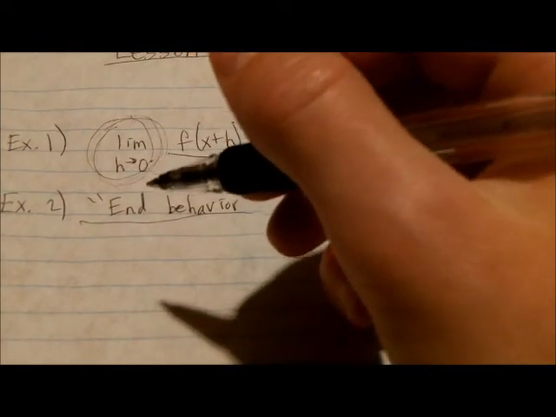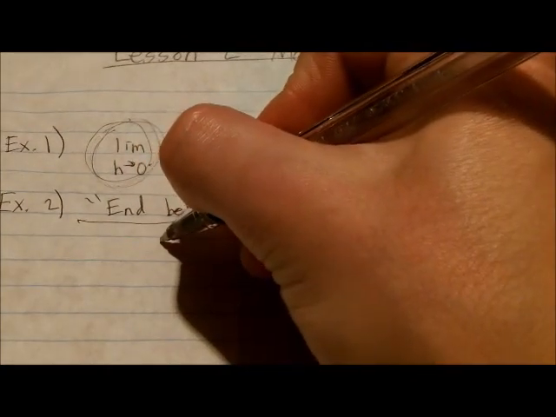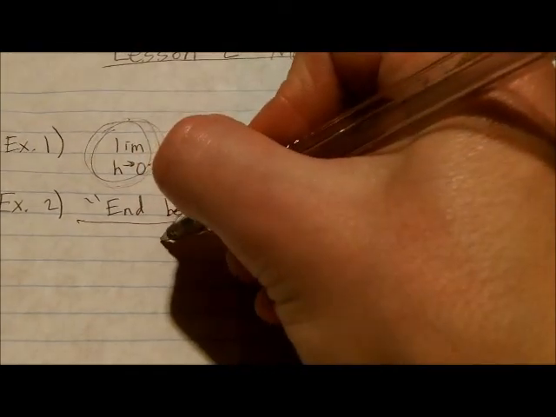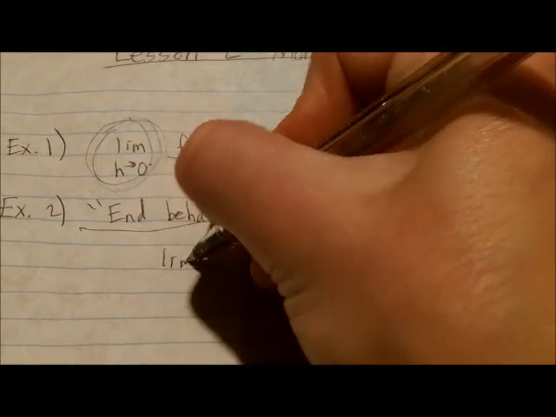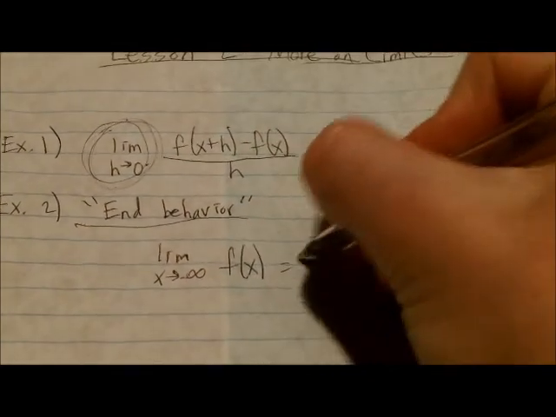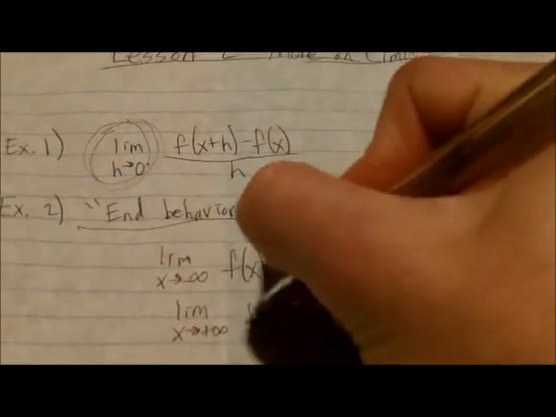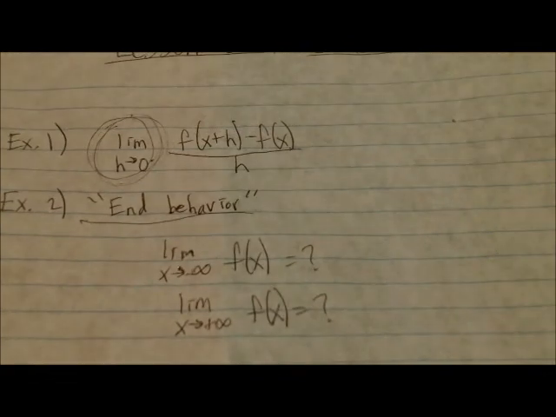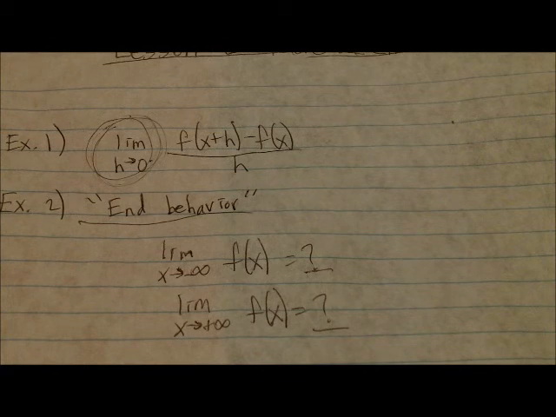Instead of calling it end behavior, the instructors should at least give it another name to sort of clarify to the students. And I would call that the limit as x approaches negative infinity of the function, and the limit as x approaches positive infinity of the function. And that's what the students should be required to find.